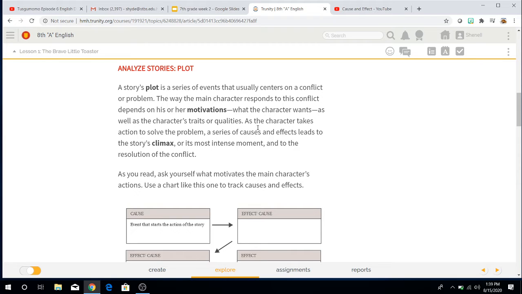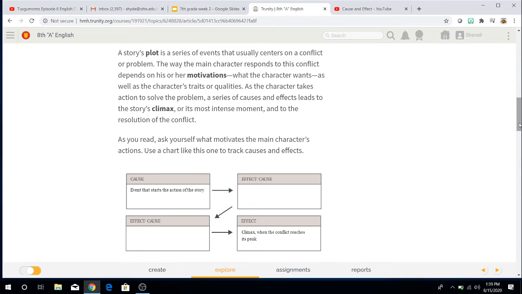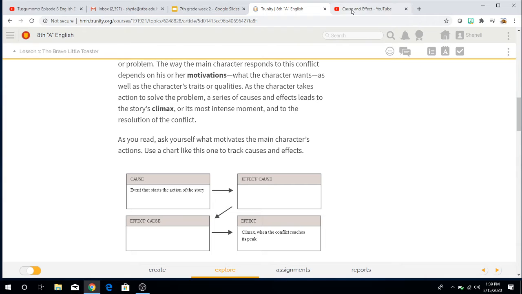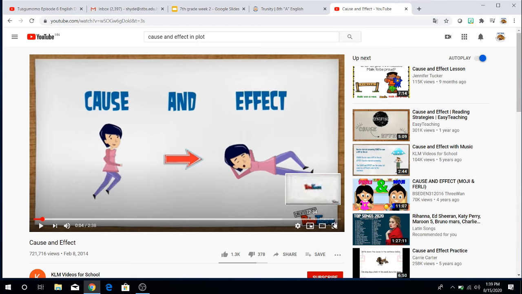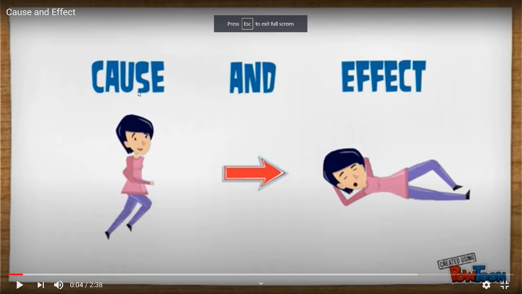As the character takes action to solve the problem, a series of causes and effects leads to the story's climax or its most intense moment and to the resolution of the conflict. As you read, ask yourself what motivates the main character's actions. And you can use a chart like this one to track causes and effects. Now, for us to understand cause and effect a little better, I came up with a little video for you guys. So we're going to see this right now, and I'll go explaining to you guys.